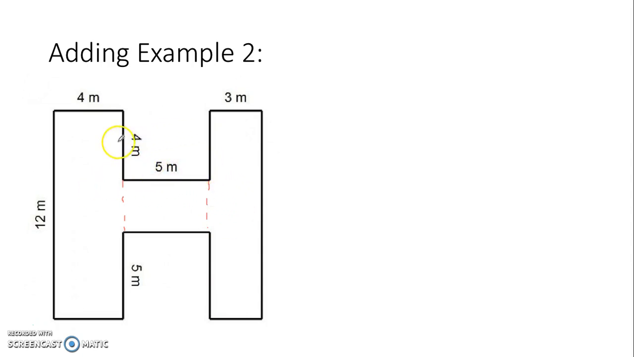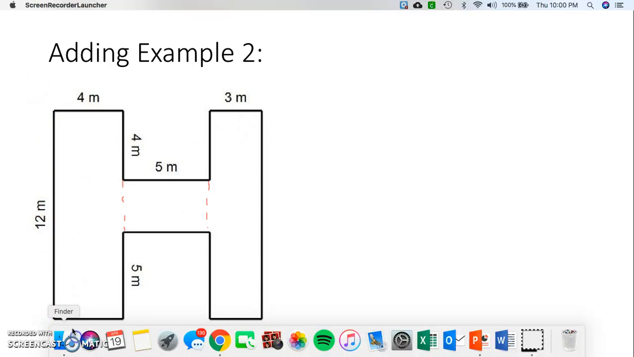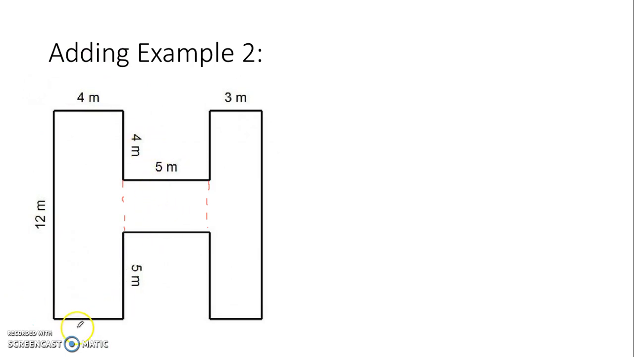Okay, now next step, let's figure out the missing dimensions. This dimension right here, since these are opposite, they are going to be equal or congruent. So this is 4 meters. Same thing, this one and this one are going to be the same. So this is 3 meters. And this height is also going to be the same as this height because they're opposite of each other. Right here, this length and this length are 5 meters. This length and this length is 5. This length and this length is 4.